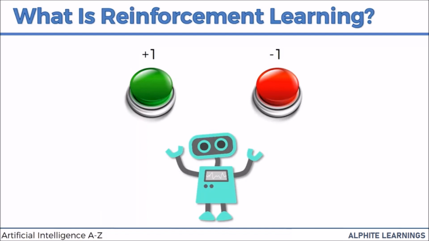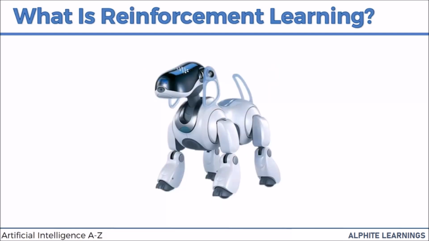For example, something like dogs, but there the rewards are digital, just numbers, right? So it's something like that. With that in mind, we can talk about robot dogs. I actually love this example: a robot dog that is trained with reinforcement learning.